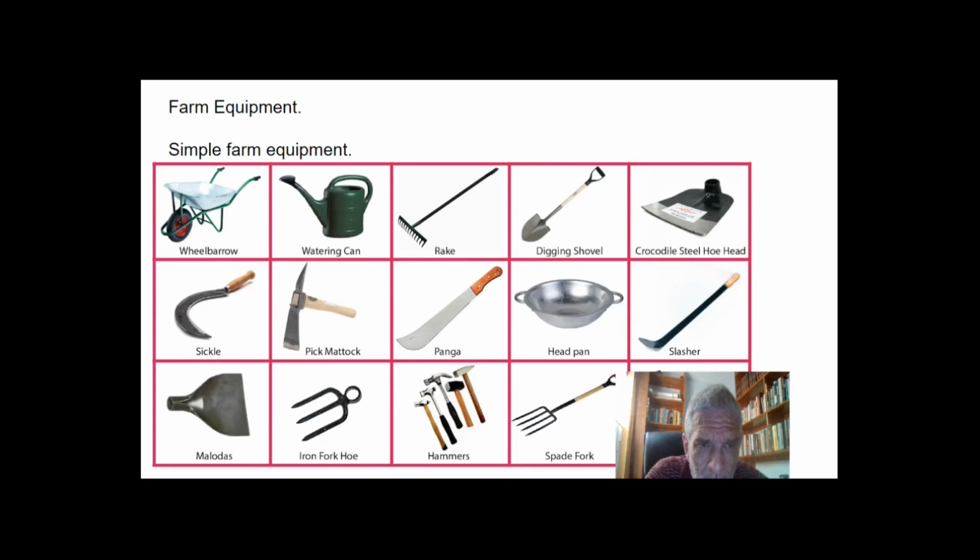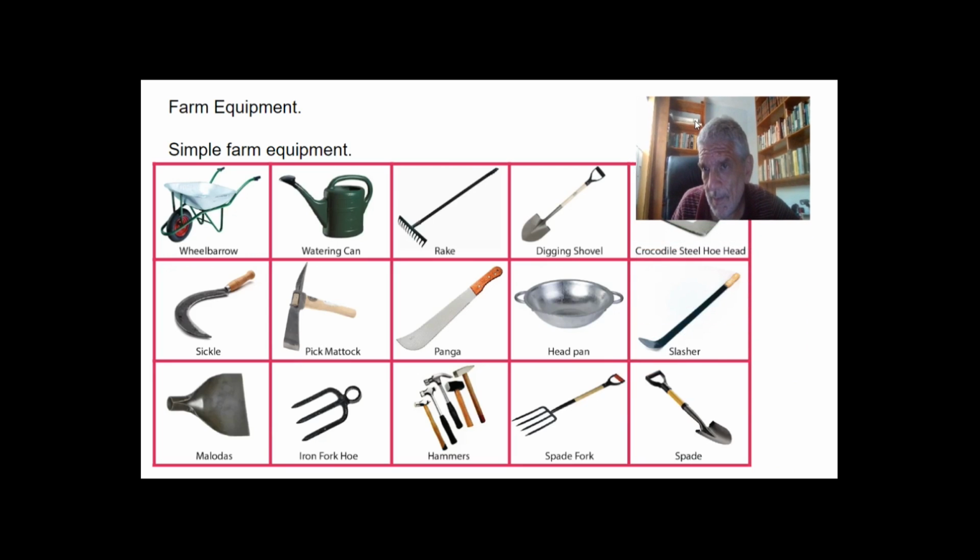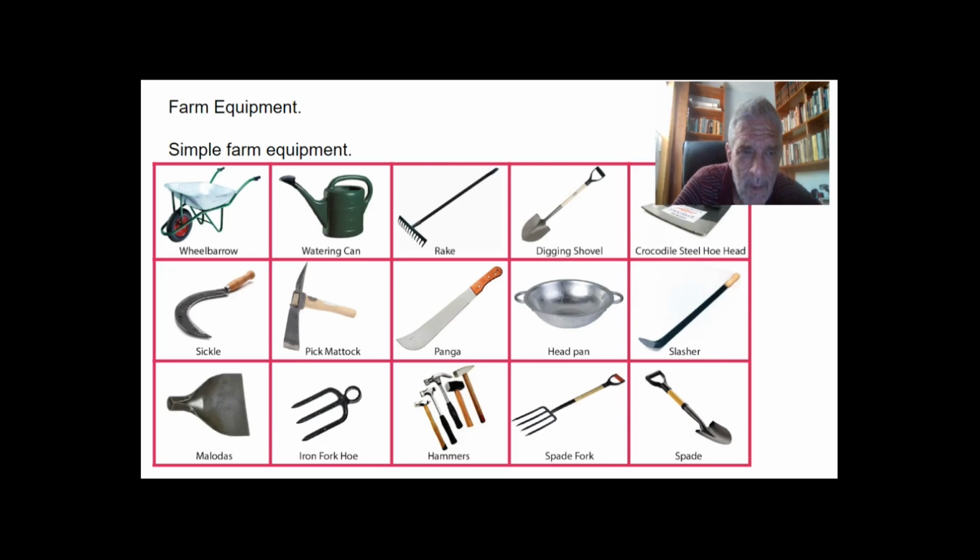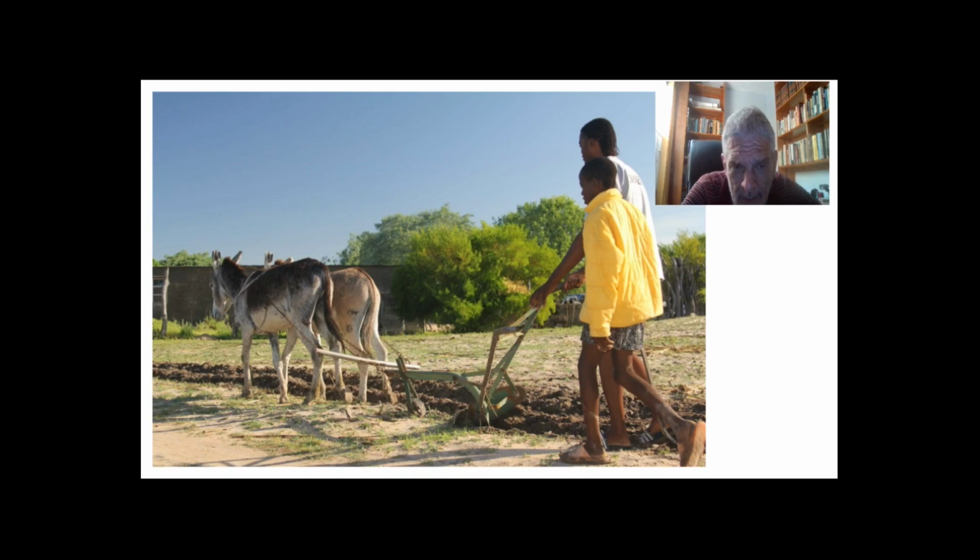So input also requires farm equipment. The ones we see here are probably ones which will be found in any subsistence farmer's items. Fairly simple. And again, you see a simple plow here. Although plows such as this are fairly good because they don't do too much harm to the environment.